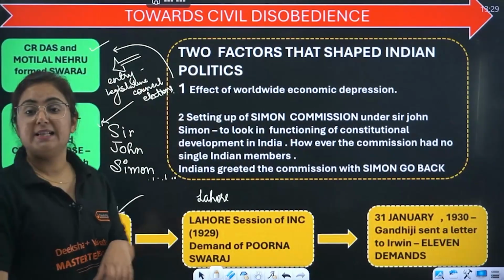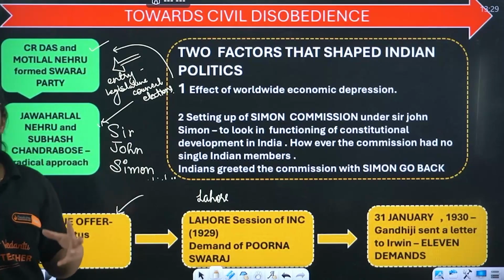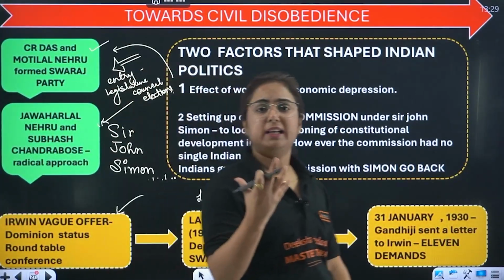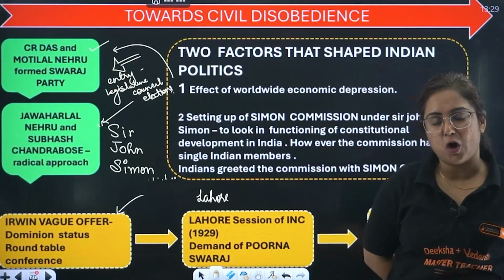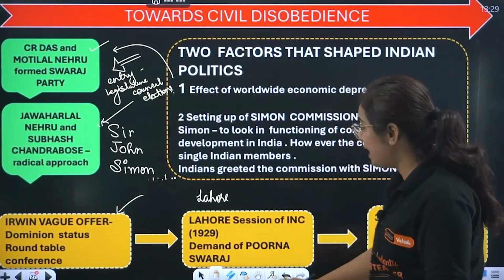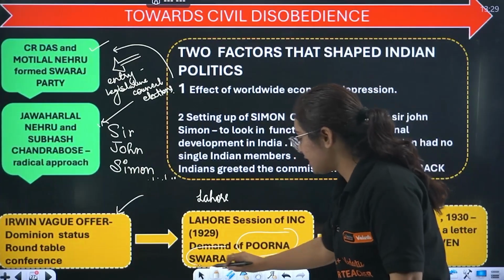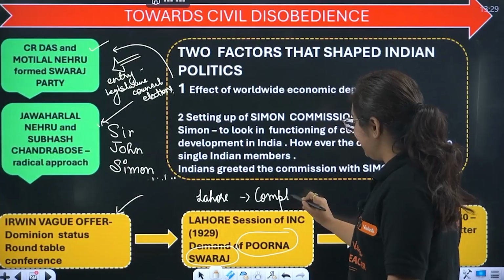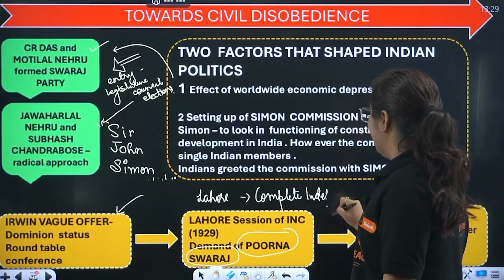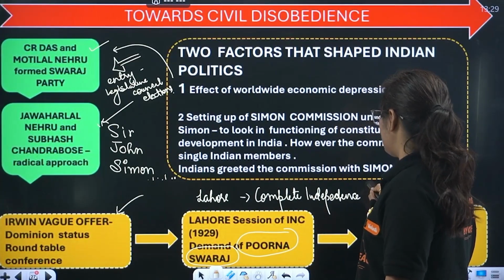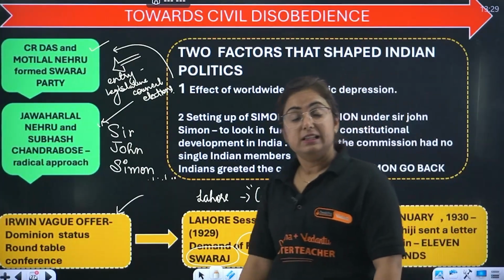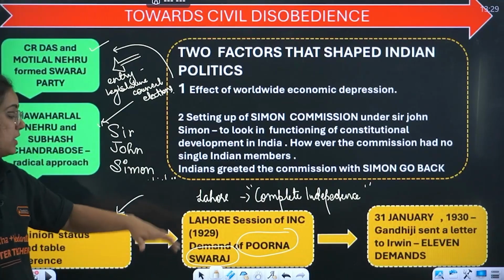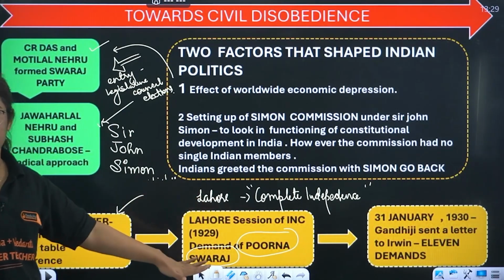In December 1929, all those members met, and every year the agenda for the next year was decided by the Congress. This time, the demand by the Congress was Purna Swaraj. What do we mean by Purna Swaraj? Bacha, it is complete independence. Again, an MCQ question: in which session was complete independence adopted by the Indian National Congress? Lahore session, 1929. Again, a map question for question 2. The question is, at the Lahore session of the Indian National Congress, Purna Swaraj was adopted.